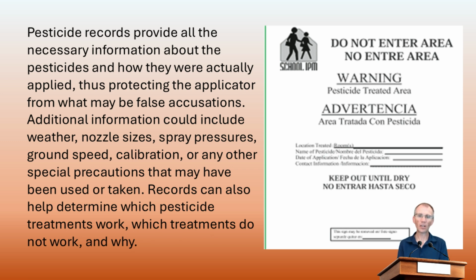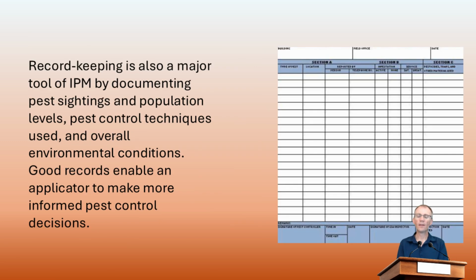Additional information could include weather, nozzle sizes, spray pressures, ground speed, calibration, or any other special precautions that may have been used or taken. Records can also help determine which pesticide treatments work, which treatments do not work, and why. Record keeping is also a major tool of IPM by documenting pest sightings and population levels, pest control techniques used, and overall environmental conditions. Good records enable an applicator to make more informed pest control decisions.